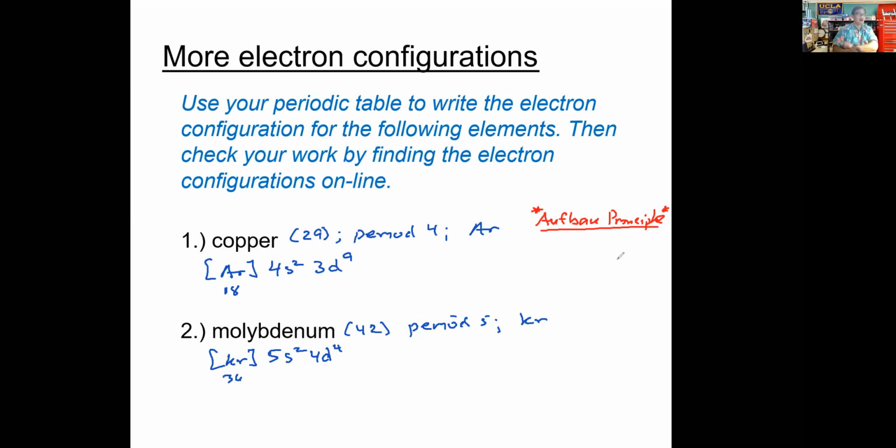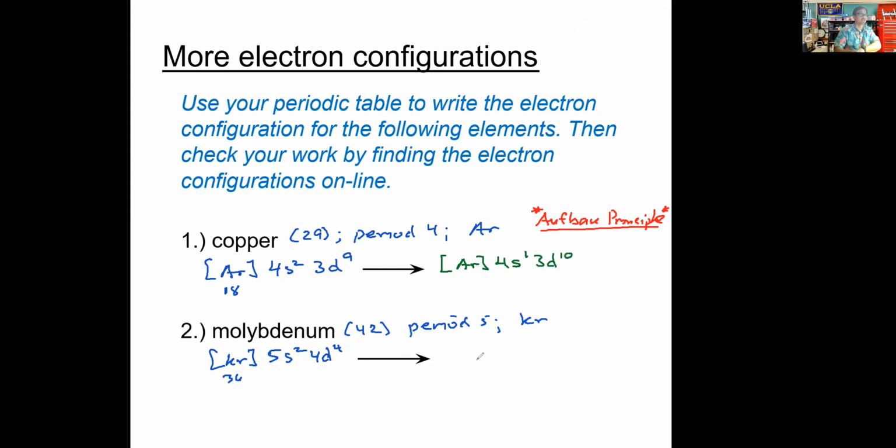With that said, when you looked up the electron configuration for copper, and for molybdenum, I think you might have noticed something strange. I'm going to write down what they actually give you online. It's going to be argon, so that's not different. However, the electron configuration then is 4s1 3d10.